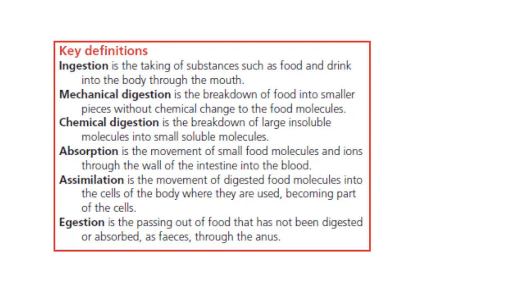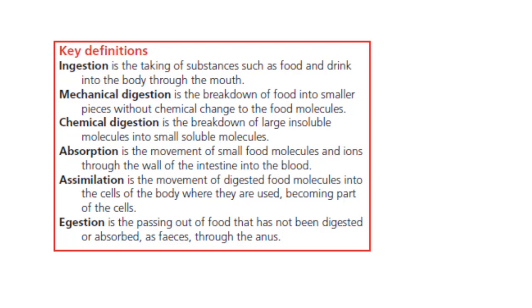Here are some key definitions, like ingestion, when you take in food or drink. There are two types of digestion, mechanical and chemical. One of them is breaking down food into smaller pieces with the help of teeth, with chewing. And there is chemical digestion, where you break down large insoluble molecules into small soluble molecules with the help of digestive juices in our stomachs.